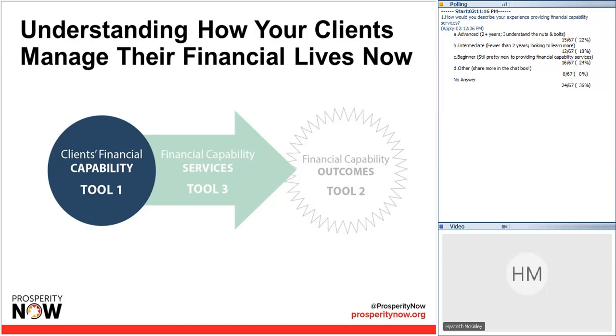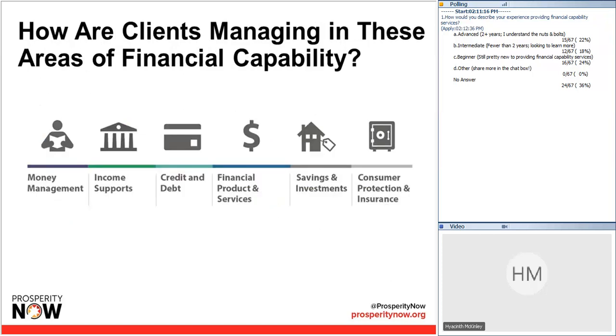Now let's move to tool one, understanding how your clients manage their financial lives currently. So you want to ask questions to help you understand how your clients are managing in these areas of financial capability. In the planning guide, we go into more detail about what these particular areas mean and what sort of services can address them. But thinking overall, you want to think about your client's money management, their income supports, whether they are actually earning income or need it supplemented by public benefits, people's ability to manage credit and debt, and how they use financial products and services. Are they able to make savings or investments, and do they have any experience with consumer protection? Are you finding that they are being exploited by telemarketers? Are you finding that they're often using payday lenders with really high fees?